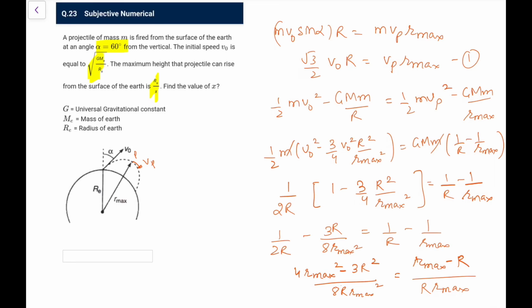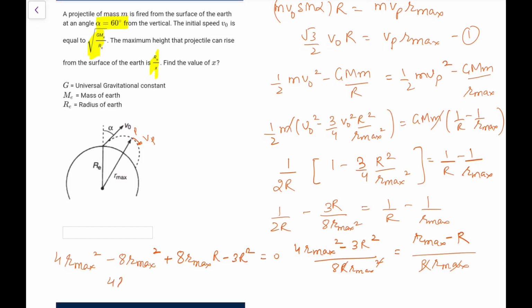So, r and r get cancelled, r max gets cancelled. What we get is 4 r max square... 8 goes here, so minus 8 r max square, sorry, and this will become plus 8 r max r minus 3 r square equal to 0. Again reversing the sign, 4 r max square minus 8 r max r plus 3 r square is 0.